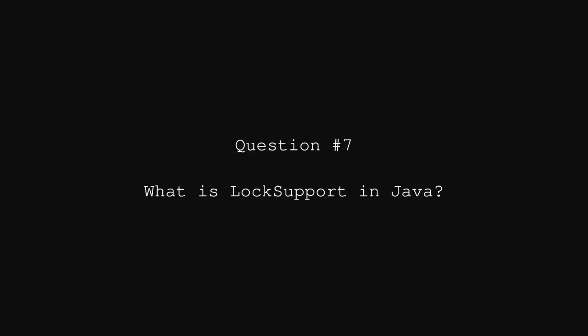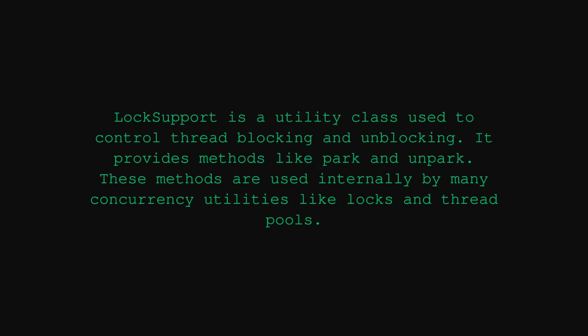Java interview question. What is LockSupport in Java? LockSupport is a utility class used to control thread blocking and unblocking. It provides methods like park and unpark. These methods are used internally by many concurrency utilities like locks and thread pools.